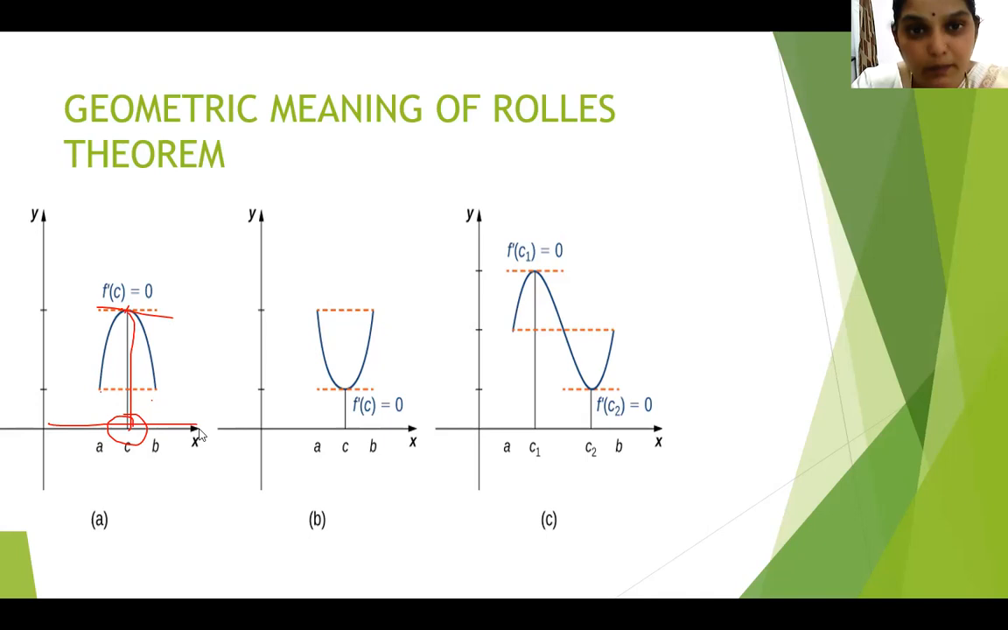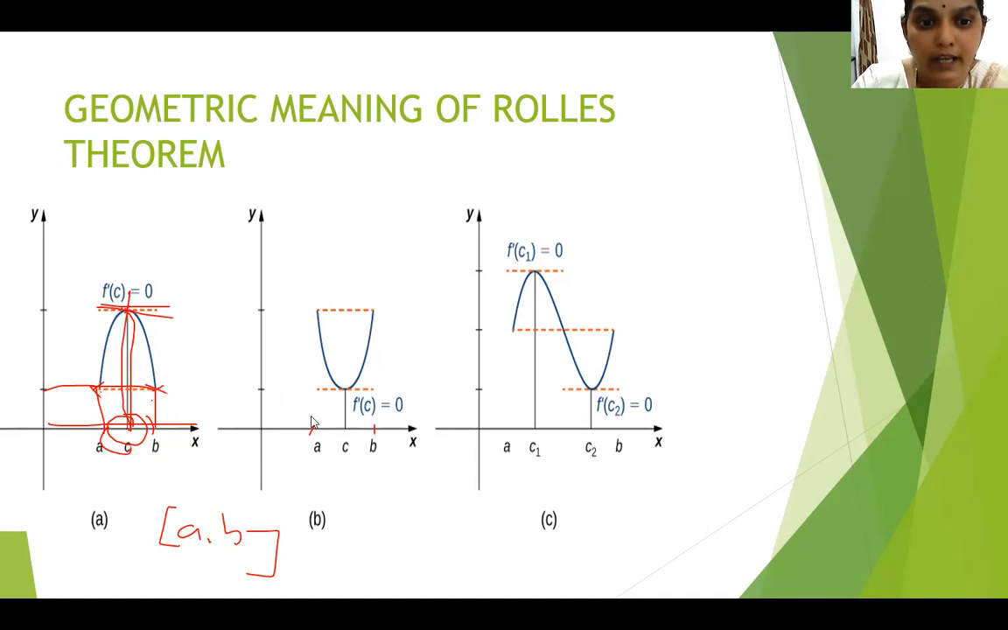So, what is the geometric meaning of Rolle's theorem? In case f of x is continuous in the closed interval AB and differentiable in an open interval AB, and in addition to that, f of A is equal to f of B, right? So thus, if all these three conditions are satisfied, then there exists a point C within the interval A to B such that the tangent drawn to the curve at that point is always parallel to the x-axis.